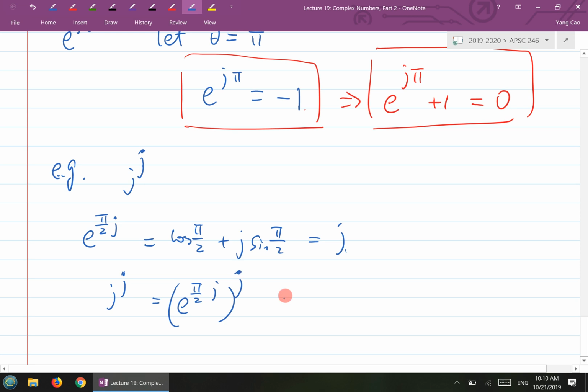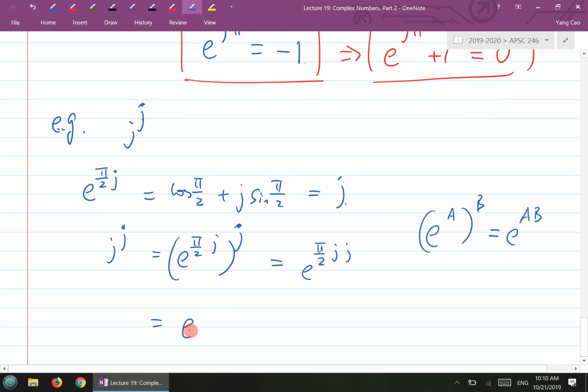So here is e to the power of a, to the power of b. So it should be e to the power of ab. So then this term should be e to the power of pi over 2 j times j. So together you get e to the power of negative pi over 2, which is approximately 0.208. Right, so that's an example of using Euler's formula. Now you can actually calculate this j to the power of j.